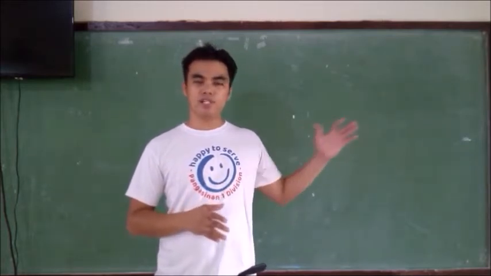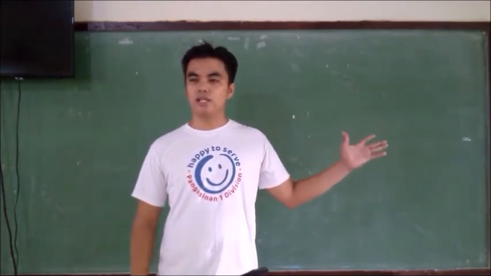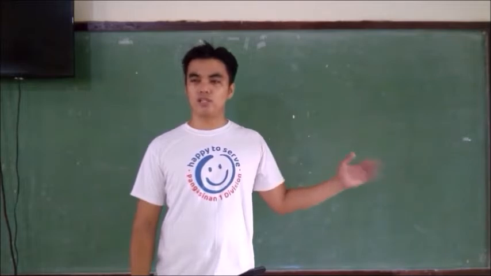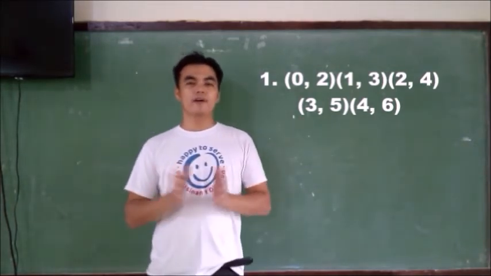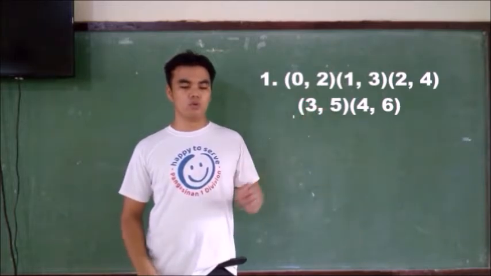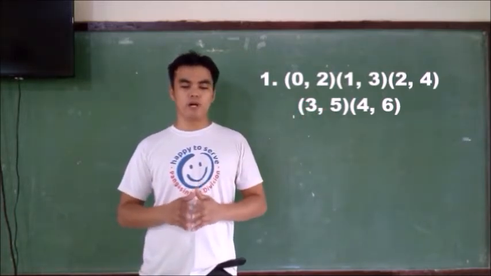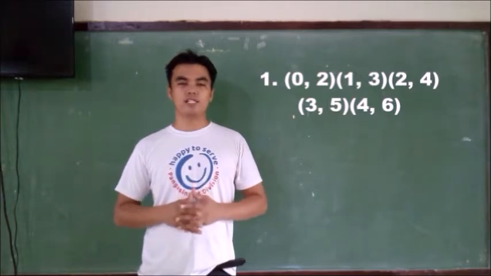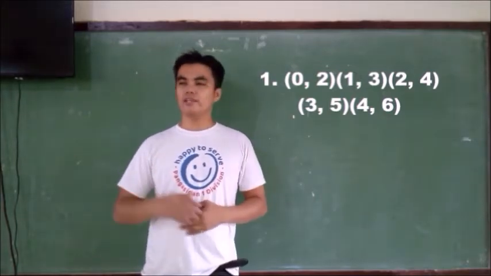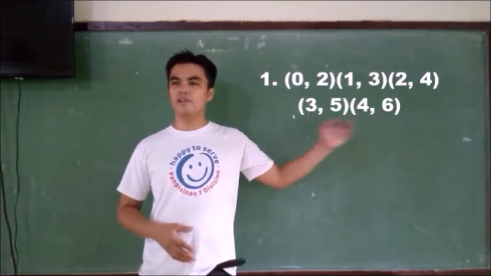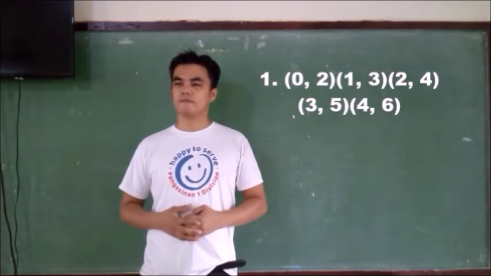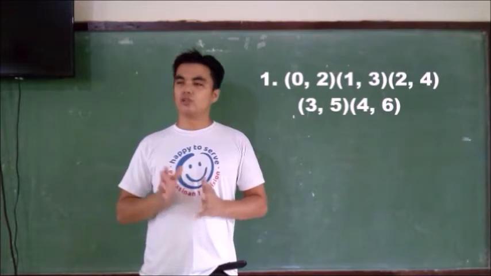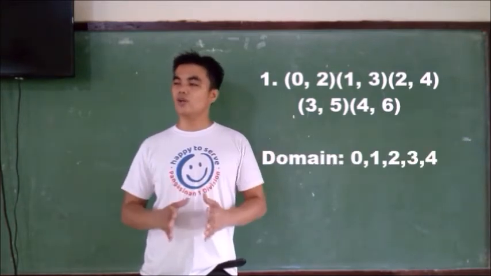Now let us have a review. I will give you a certain relation here, and you will tell me what is the range and what's the domain of the given relation. Okay? So let us have example number 1. We have a relation of (0, 2), (1, 3), (2, 4), (3, 5), and (4, 6). So who can tell me what is the domain of this given relation? Yes, Rodel. Very good. The domain of this given relation is 0, 1, 2, 3, 4.